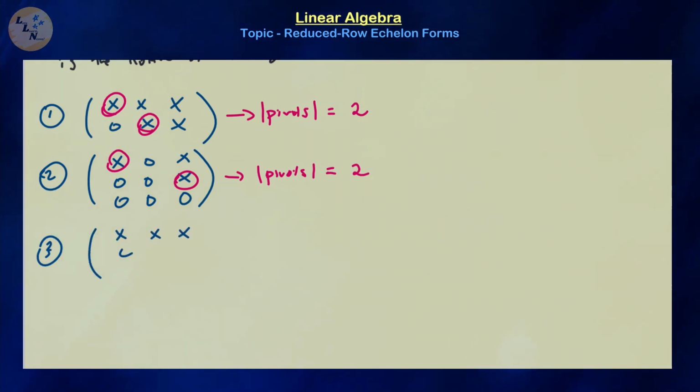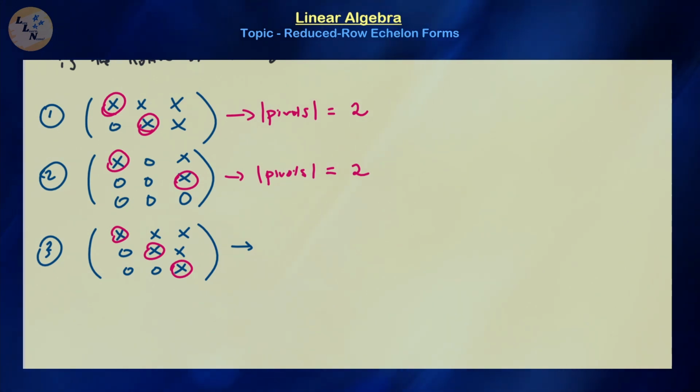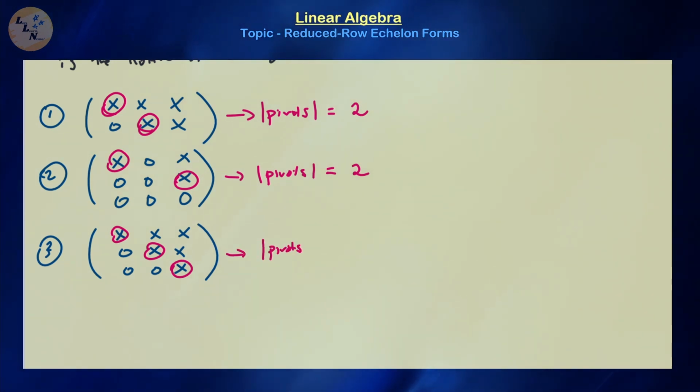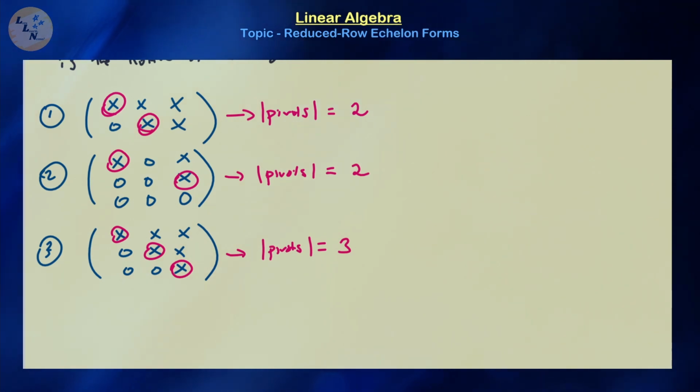And let's look at this example. x, x, x, 0, x, x, and 0, 0, x. How many pivots does this matrix have? Notice that our leading coefficients are located on the diagonal this time, and that's okay too. So the number of pivots is going to be equal to 3. And maybe you could even give me an example of a matrix that has 1 pivot, or even a matrix that has 0 pivots. I'll let you think about that for a moment.